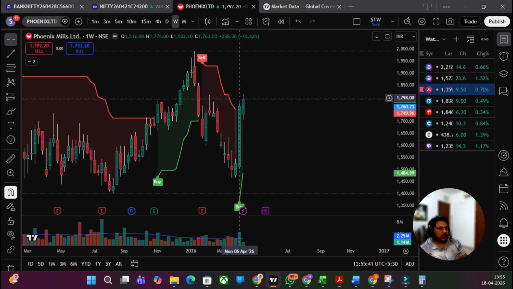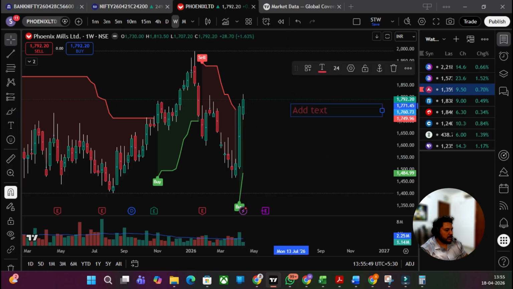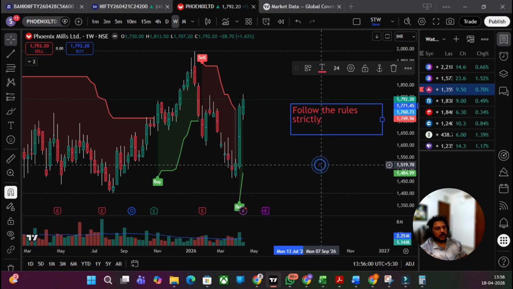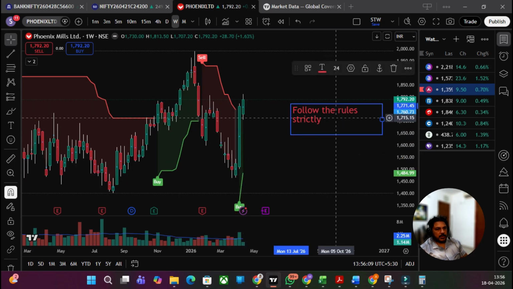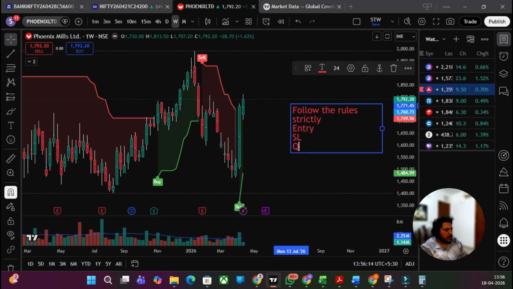So now again it is giving an entry at 1792. You can always exit. So follow the rules blindly. The only way you can achieve these results is to follow the rules strictly. Okay, so very simple. Entry, exit plus quantity. Entry, SL, quantity. These three things you have to follow very strictly.